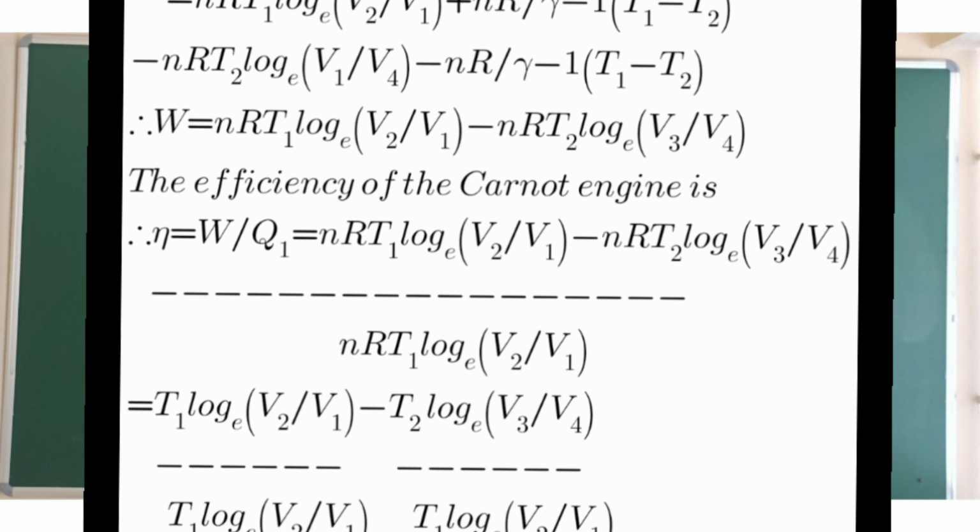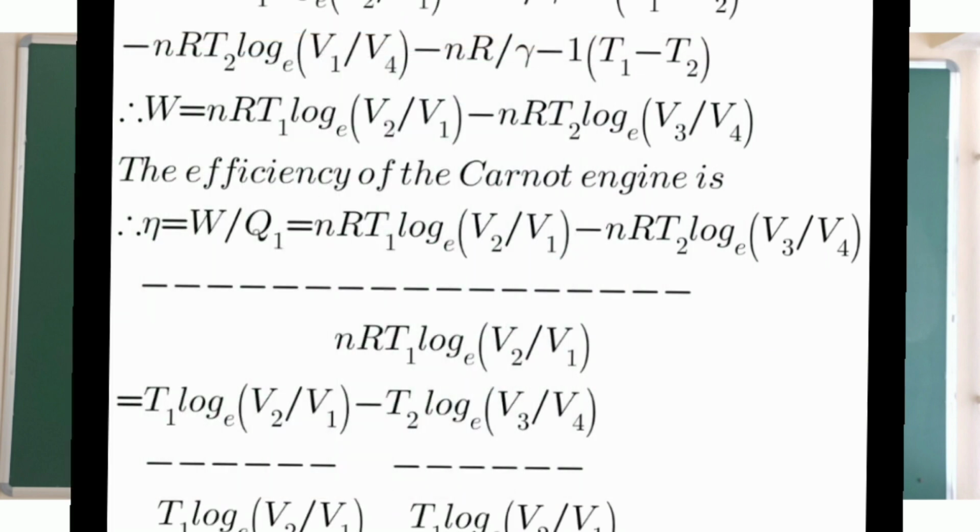nR T1 log_e V2/V1 plus nR/(γ−1) into (T1−T2), minus nR T2 log_e V3/V4, minus nR/(γ−1) into (T1−T2). Here we can observe that the second term and third term get cancelled. Therefore, W is equal to nR T1 log_e V2/V1 minus nR T2 log_e V3/V4.